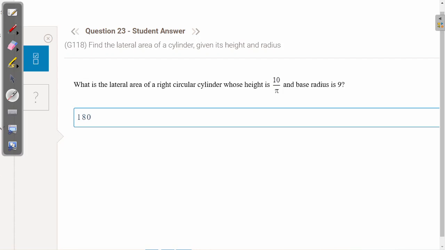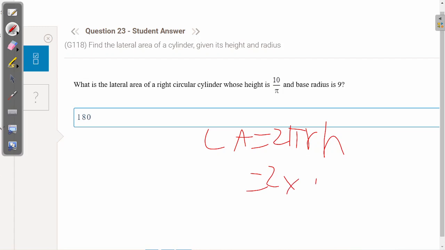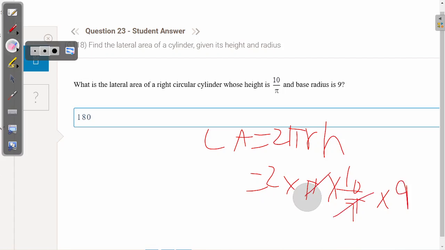The lateral area of a right circular cylinder whose height is 10 over pi and base radius is 9. The lateral area of a right circular cylinder is equal to 2 pi r h. So it will be 2 pi times 10 over pi times 9. So cancel, it will be 20 times 9, which is 180.